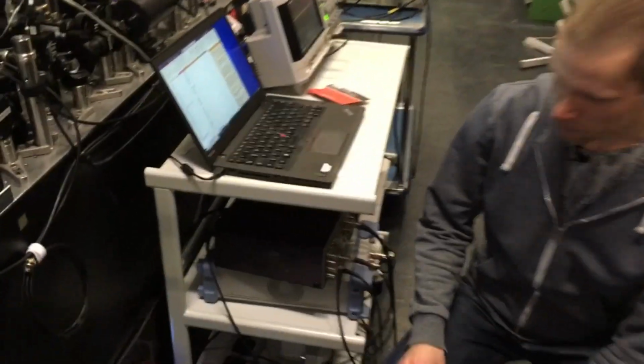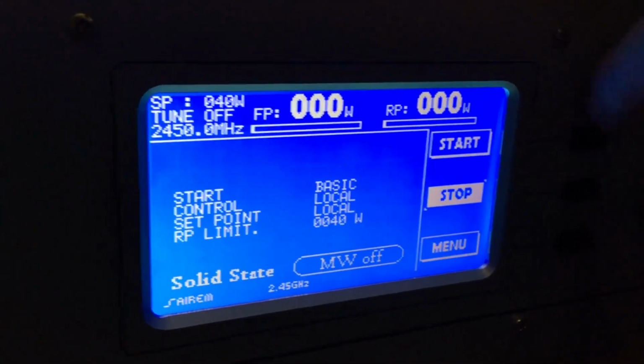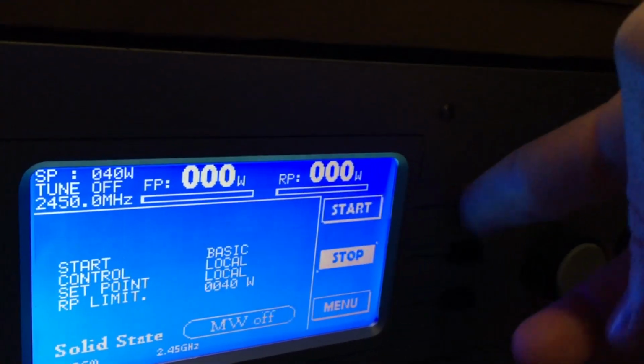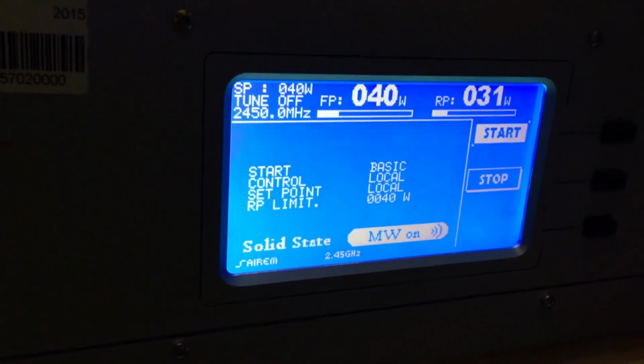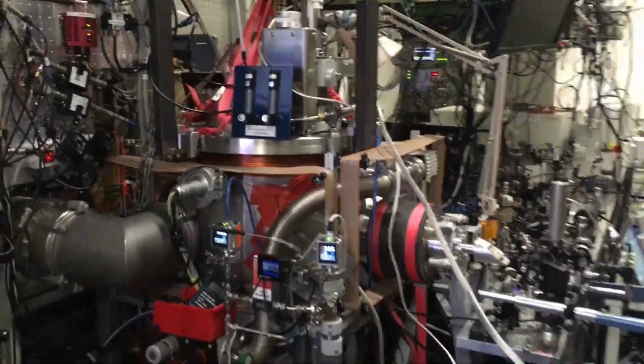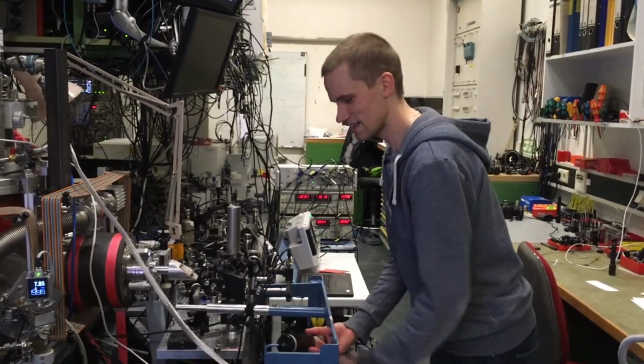And yeah, probably you can come closer so that you can see how I'm pressing on the start button. And here it says about 40 watts of microwaves being generated. Okay, so now we have microwaves. And now I need to ignite this discharge. And for this I'm using this Tesla coil.